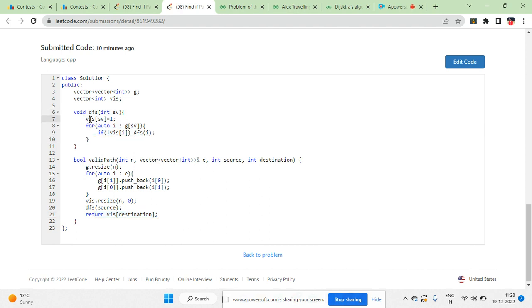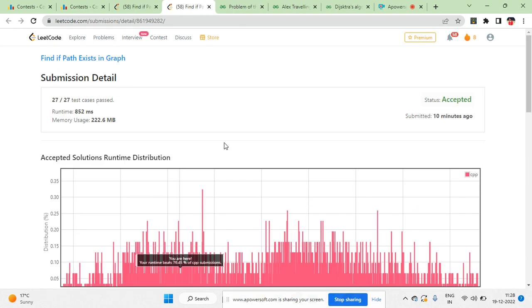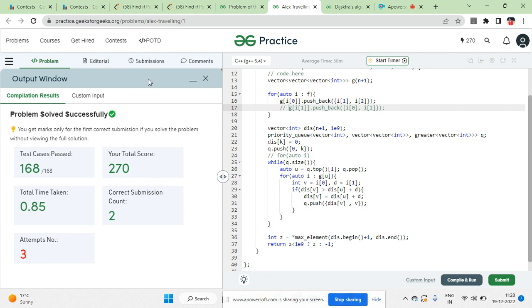DFS was simple, just visiting every vertex and going to every other adjacent vertex. Yeah, that's about it, and that was accepted. Pretty good efficiency. Let's go to the GFG problem of the day.